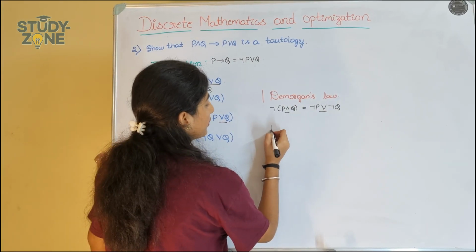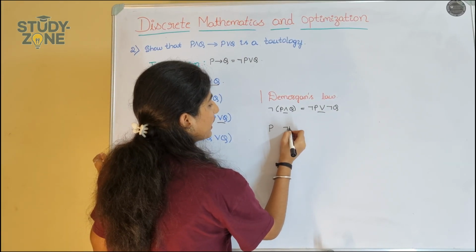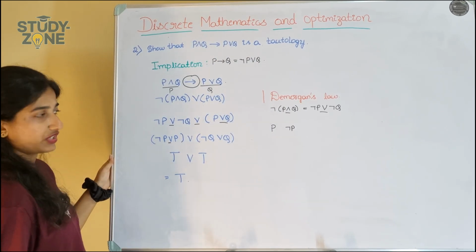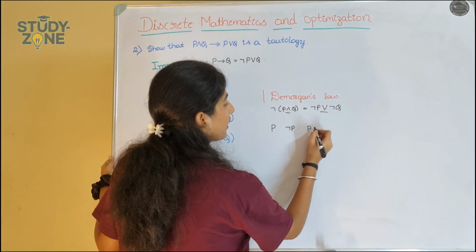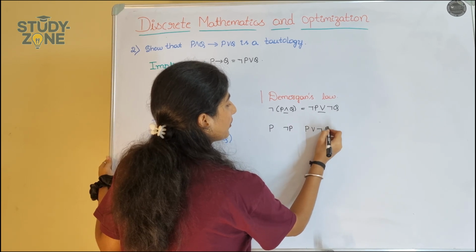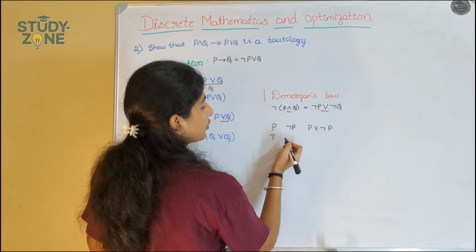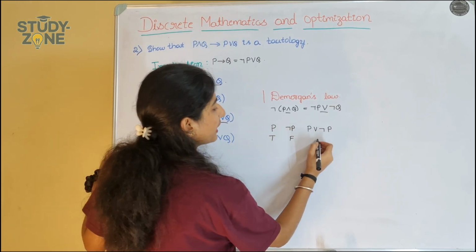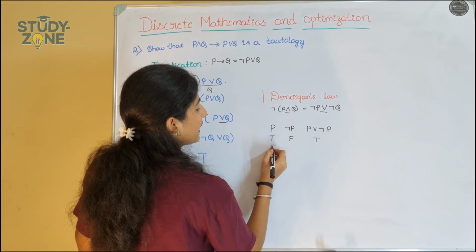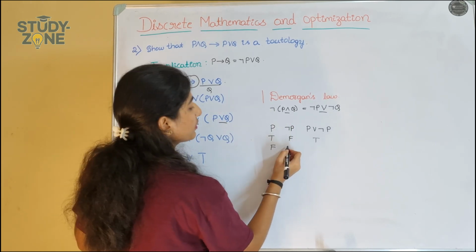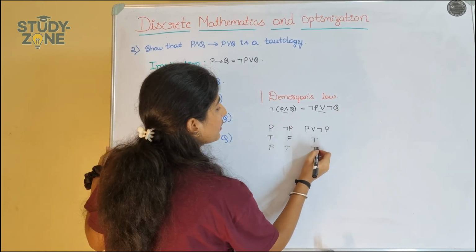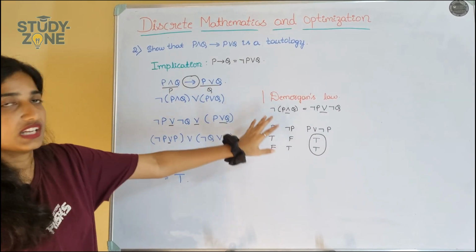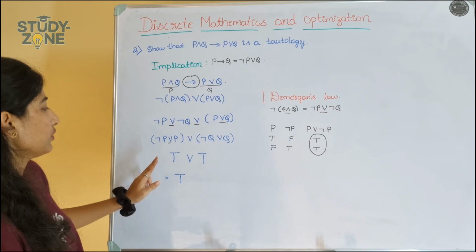So now let us apply the truth table, that is P and negation P. What do we have to do? We have to do the OR operation, that is P or not P, which means if P is true, then negation of P will be false, correct? True plus false will be true. If we take P as false, then negation of P will be true. False plus true will be true. So whatever value we take for P and negation of P, our answer will be true.